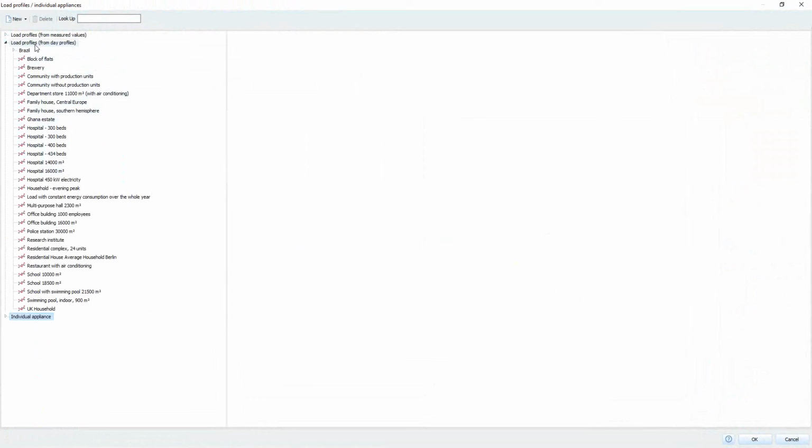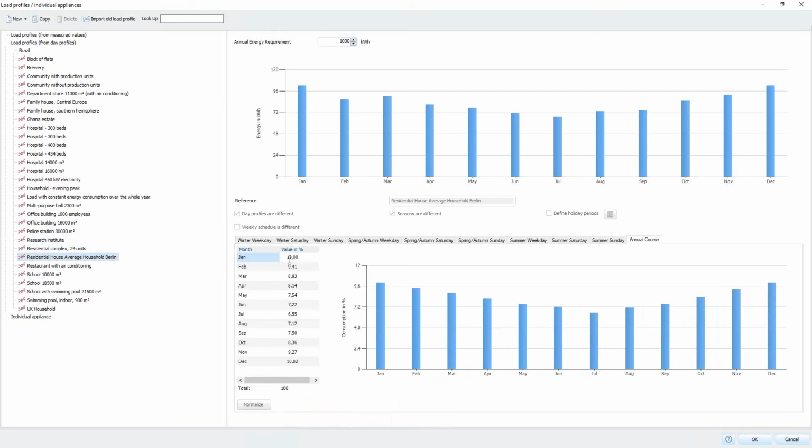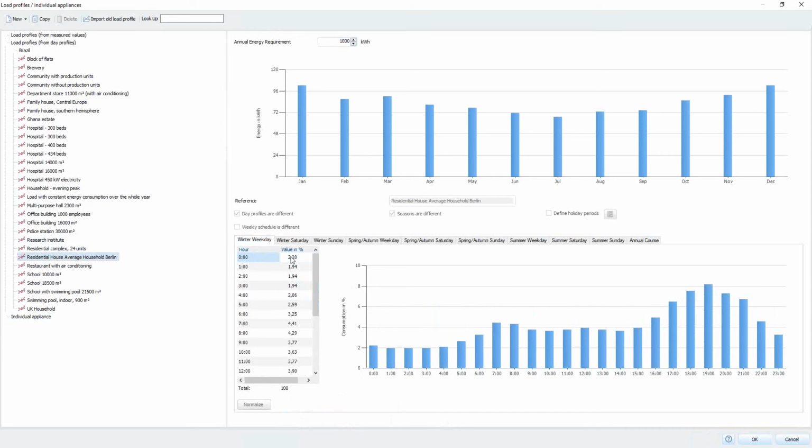One is the from day profiles, the so-called normalized profiles. They include percentages, and if you select one, then you can enter the annual energy requirement, which you have, and then this energy requirement is distributed by using these percentages down to the simulation steps on an hourly basis. For example, if it's an annual course, and you have the percentage 10% in January, then you have 100 kilowatt hours in January. Then it's divided by the days, and then again distributed by using the percentages for the daily or hourly values of the day.